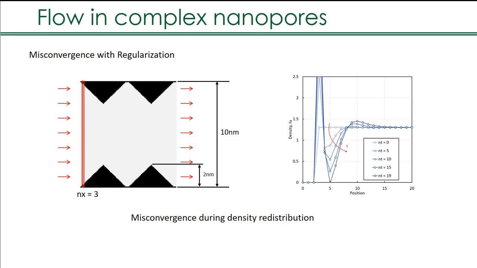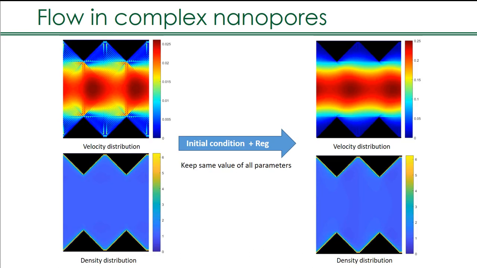And so based on this, we proposed a preconditioning method which considers the algorithm without regularization as a preconditioner for the one with regularization. That is, initially we do not add regularization and get the steady-state solution for the complex nanopores as shown in the left of this slide. And then we use the steady-state solution as the initial condition and use the algorithm with regularization and run the simulation to achieve a new steady-state solution. As shown in the right, this results in a physical steady-state solution.